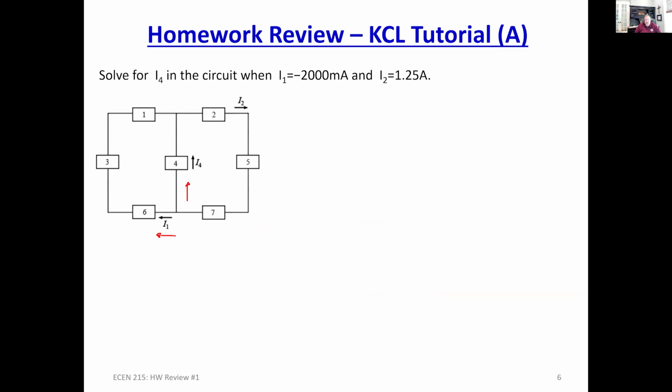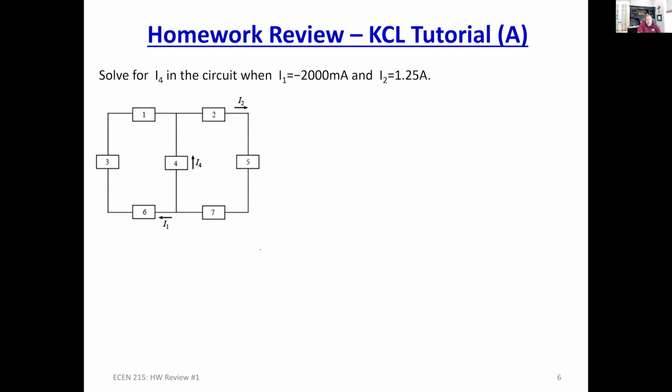And we have I2 as 1 1/4 amps coming into that node. And we end up with I4. So basically we have I2 and I4. I2 is entering, I4 is leaving. All that has to equal 0 in the end. So with everything leaving, we end up with minus 2 plus I4 plus minus I2, because I2 is coming in, so we have to subtract it. So we end up with 1 1/4, and then 2 amps is leaving.